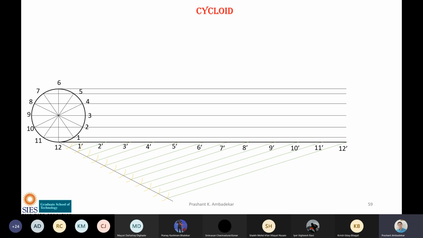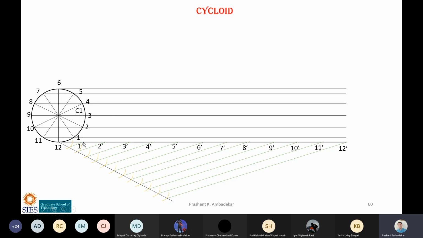Next, what will we do? We now need the center point. Why do we need the center point? Because see, if this is the center, where is P? P is here. Now when the circle will roll and this point 1 will touch this 1 dash, that time center will be here and the point would have moved like this. So that's why we need the center point.